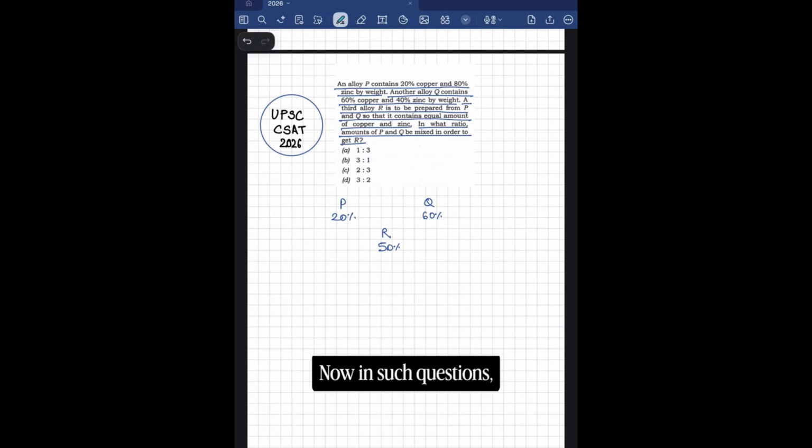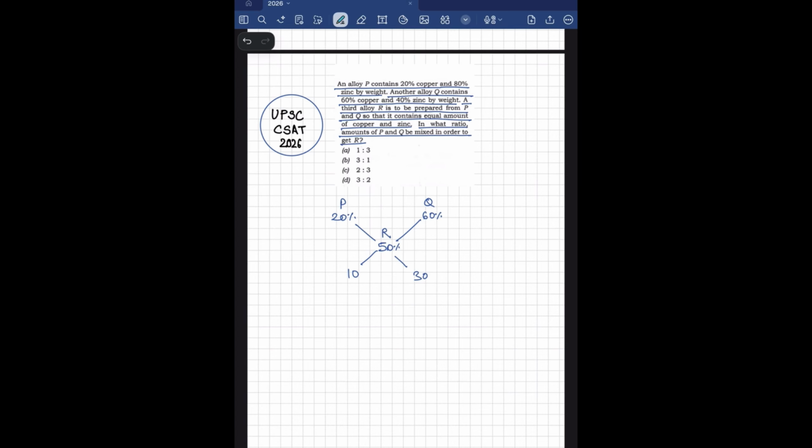Now in such questions, we use the alligation cross method where we find the differences diagonally. So 50 minus 20 gives us 30 and 60 minus 50 gives us 10. Now these differences become the mixing ratio. So P is to Q is equal to 10 is to 30. Now this when simplified gives us 1 is to 3. Hence the correct answer is option A.